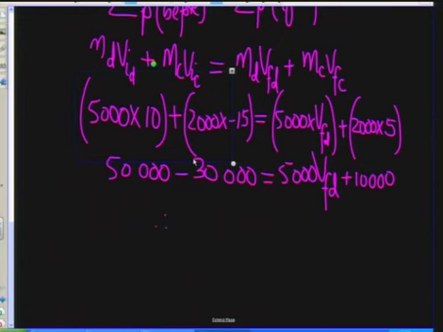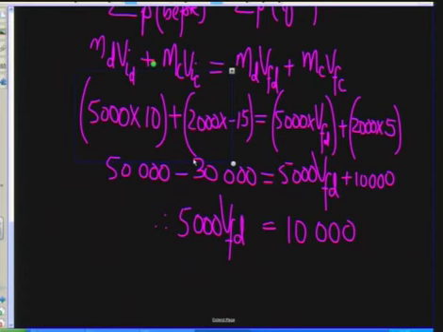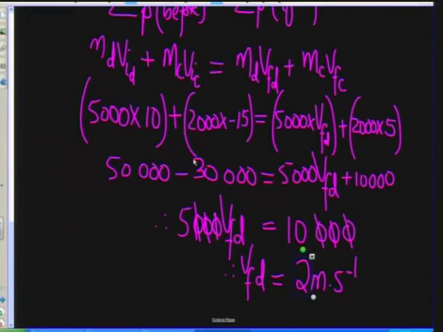Therefore, 5,000 V final should be equal to 50,000 minus 30,000 is 20,000, and 20,000 minus 10,000 is 10,000. Therefore, V final of the delivery van would be equal to 10,000 divided by 5,000. That's 10 divided by 5, which gives us positive 2 meters per second. Now, because it's positive, it means it is going to the right. So that is the answer for number A.